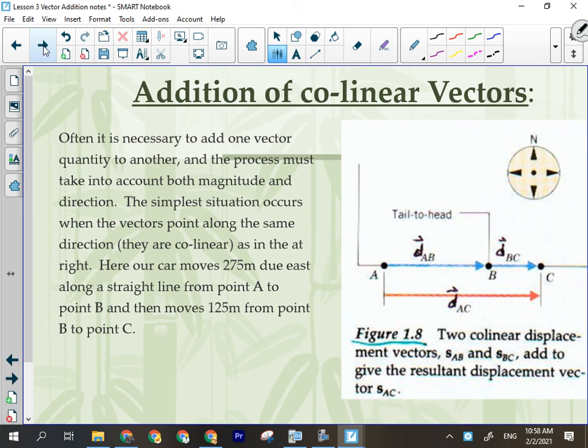Okay, it's more for complex vectors that we would have this, but we use this just to show you this is how we actually draw them. All right, so in this first example here, our car moves 275 meters due east. So that's this first line right here. That's our 275 meter long due east vector.